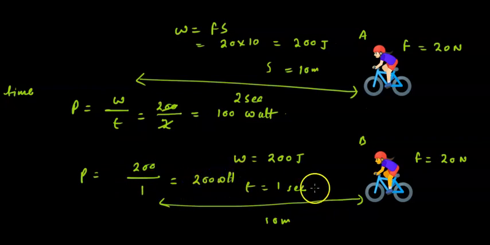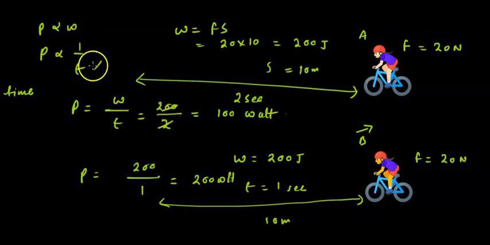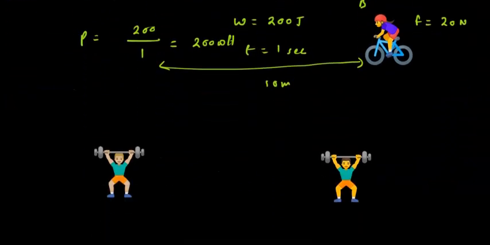So what we have understood is, even though both of them are applying the same force, producing the same displacement and doing the same work, B got more power just because she is doing the work in less time. And that's what we call this: power is directly proportional to the work, but power is also inversely proportional to the time. So the less time, more power. Hope you understood this. Now let's take another example.